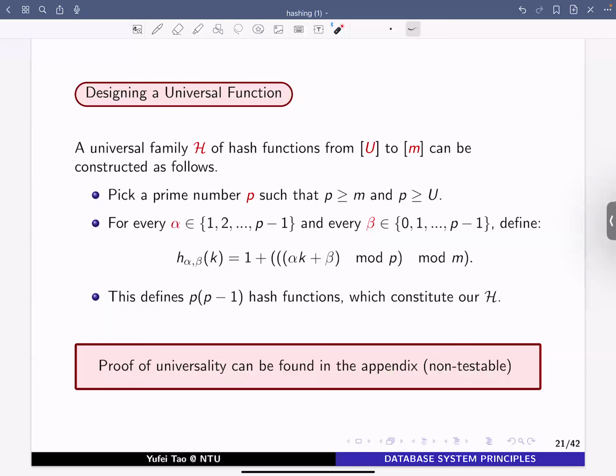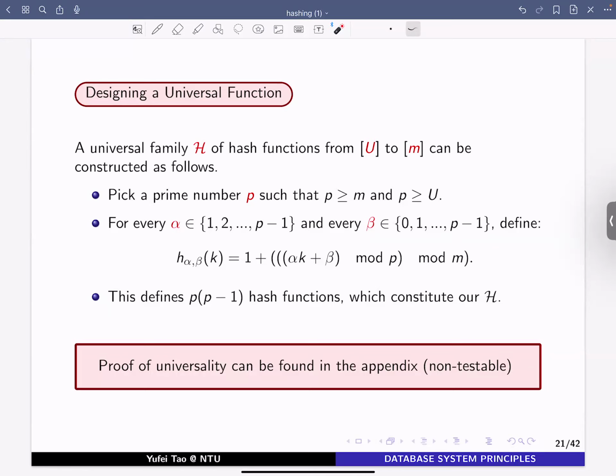When you want to choose a hash function randomly from this H, all you have to do is choose this alpha uniformly at random from this set, and then beta uniformly at random from this set. So this can be done in constant CPU time. And after that, you have a concrete function. So this is the random process that should happen before you construct the hash table. You first do this random choice, and then you proceed to construct a hash table. And then you will be able to guarantee constant IO search cost for dictionary search.